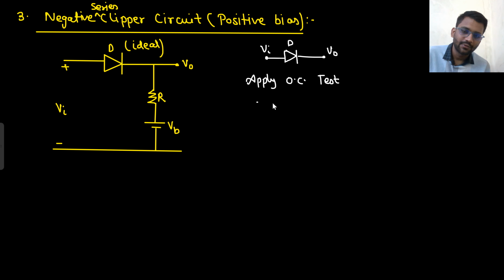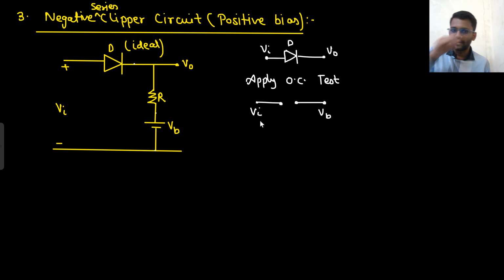When you apply the open circuit test, what will happen? This point will be V in only. But this point will be what? VB, right? There will be no current through this resistor, so this point is 0 and this point is VB. Are you getting my point? I am applying the open circuit test, that means no current through the resistor. So 0, then VB, and this point will be VB.